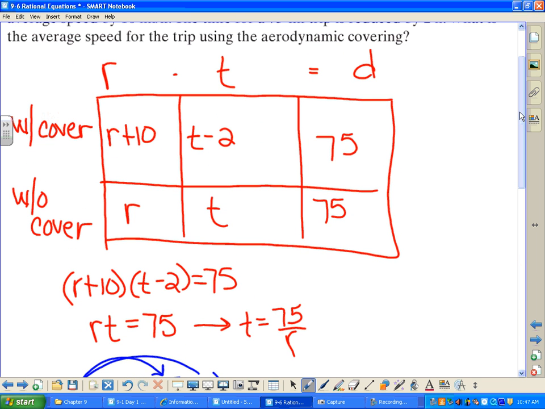Now if you go back up to your table, 15 is the rate without the cover, so the rate with the cover would be 25. Could you find out times now if you needed to? Yeah. You know that this rate times this time has to be 75. If the rate is 15, then the time must be 5. And if this time is 5, then this time must be 3. They didn't ask for time, but you could pretty easily figure it out, I think.